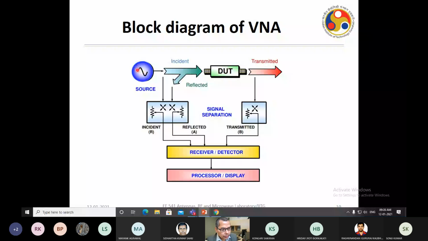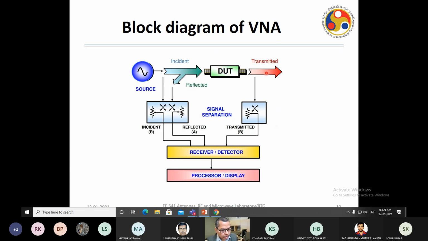From the VNA, you have two ports, one input port and another output port. You will have to connect the device with those ports. If it is a one port device, you connect with only one port. If it is a two port device, you connect with both ports. Inside the VNA, the network analyzer, there is a source. That source will send some signal, which will be incident on the DUT. Some of the signal will be reflected back, and some of the signal will be transmitted. If you measure the reflected signal, you'll get the S11 parameter. If you measure the transmitted signal, you'll get the S12 parameter.